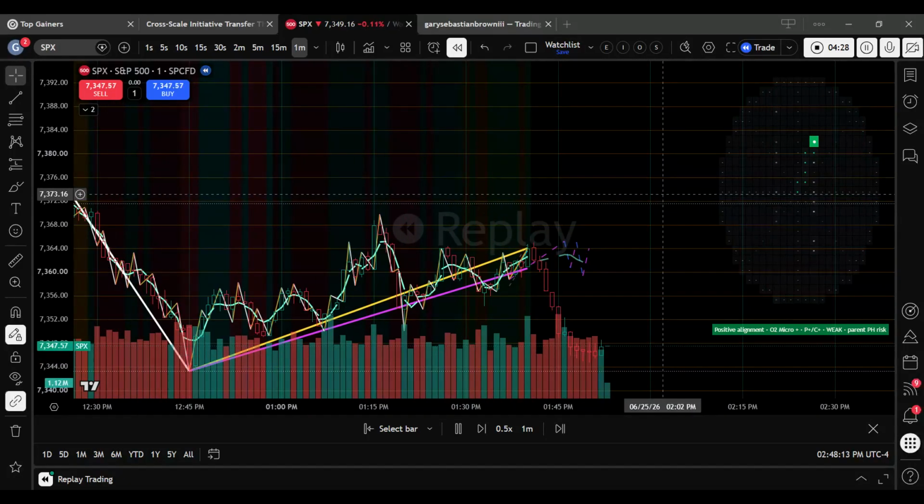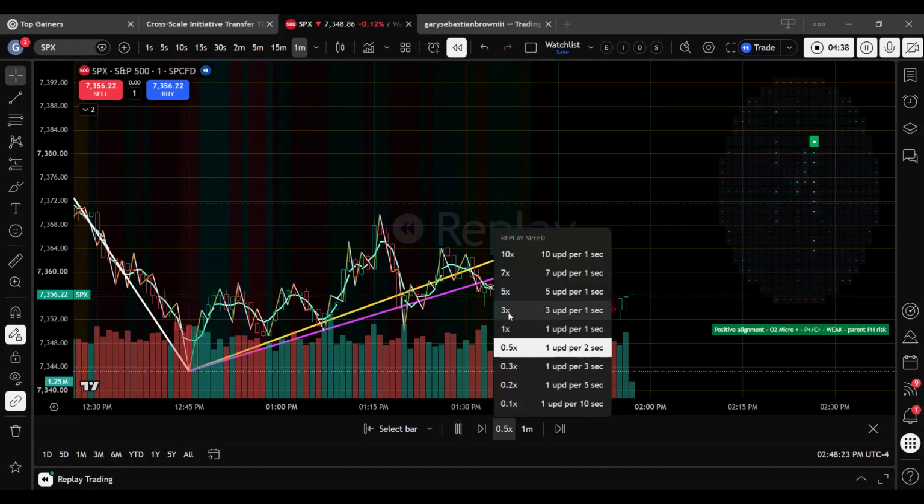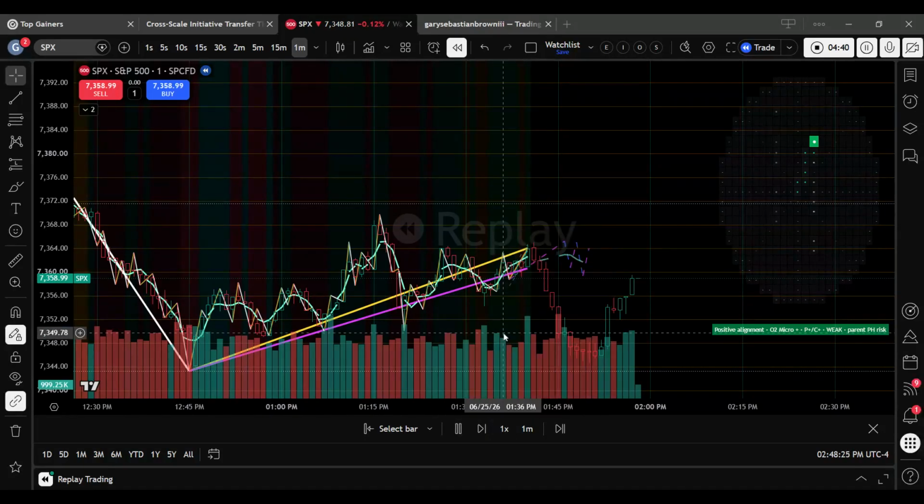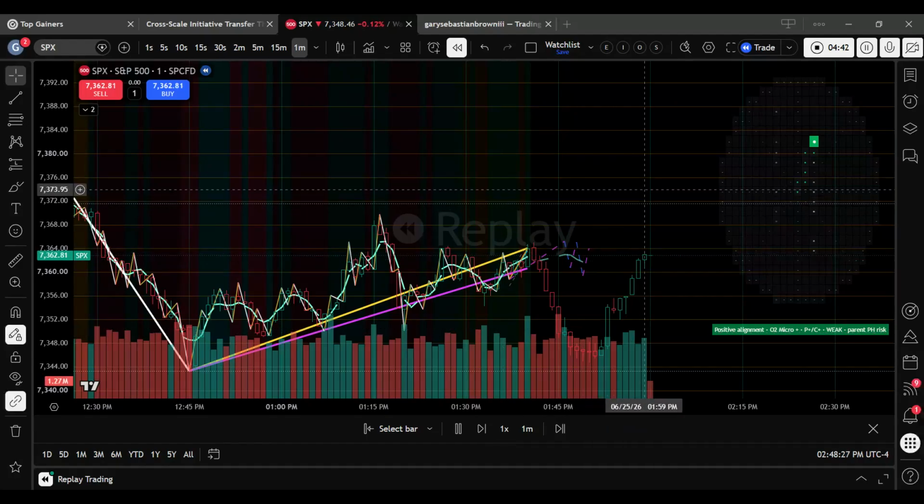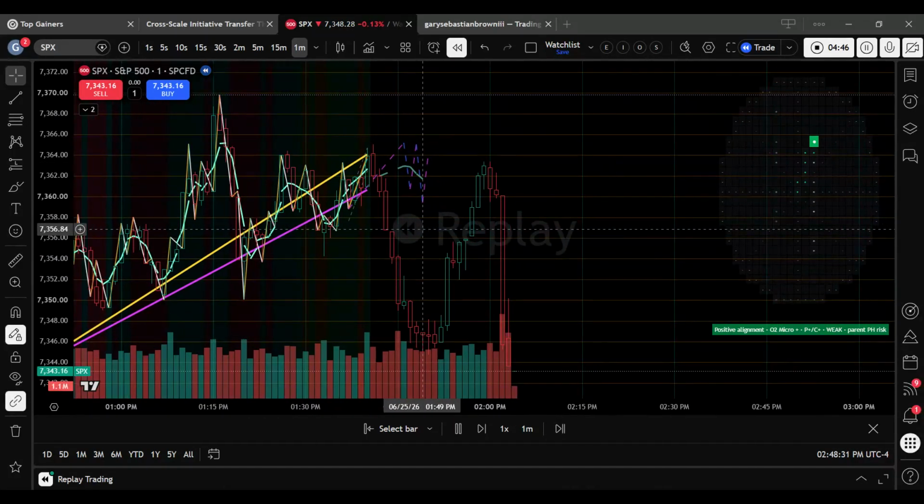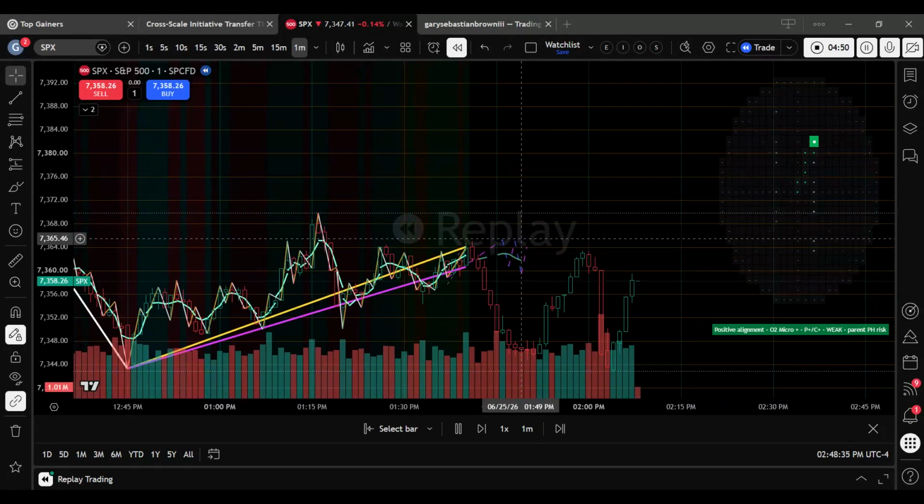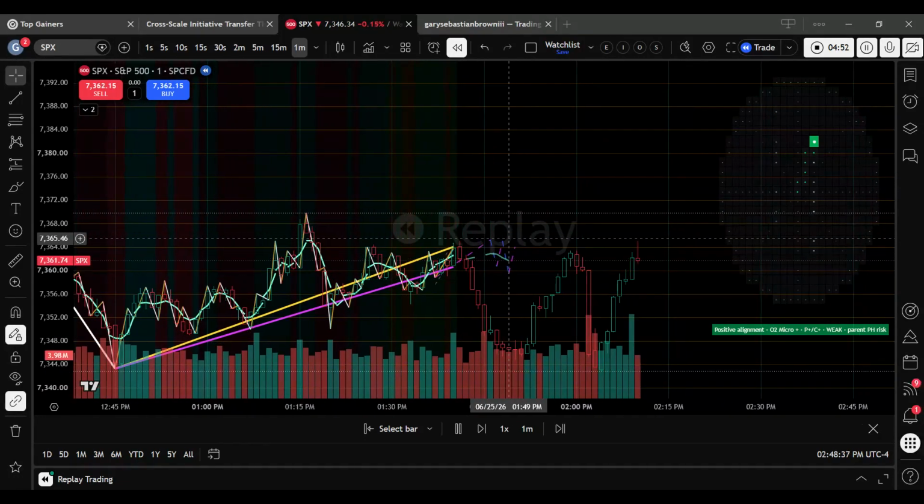Wow, unless the indicators don't work when you're in replay. I hope that's not true. Yeah, normally this will work during replay. It could be because I'm using the publishing function right now. Hmm.